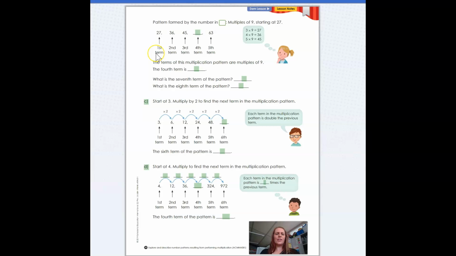So the first term in this pattern is 27. So 27 is a multiple of 9. 9 times 3 equals 27. 36 is a multiple of 9. 9 times 4 equals 36. 45 is a multiple of 9. 9 times 5 equals 45. Fourth term is missing here. We're just going to jump straight to the fifth term. 63 is a multiple of 9. 9 times 7 equals 63.